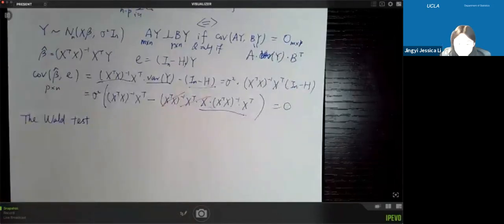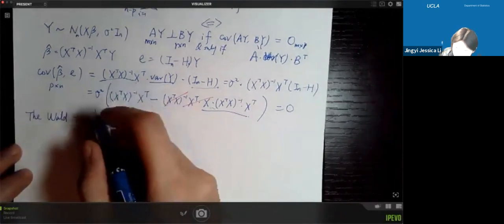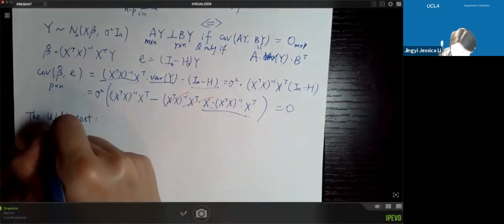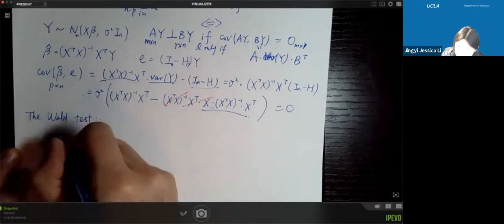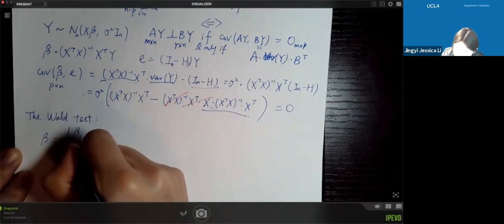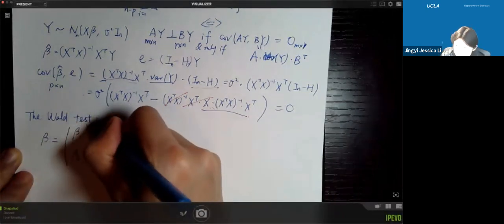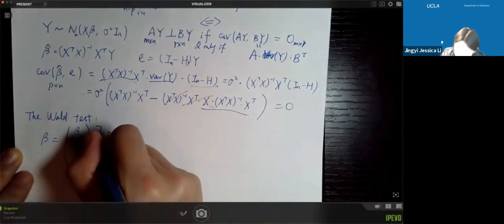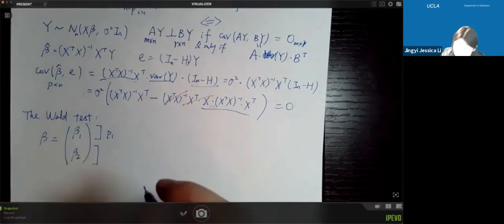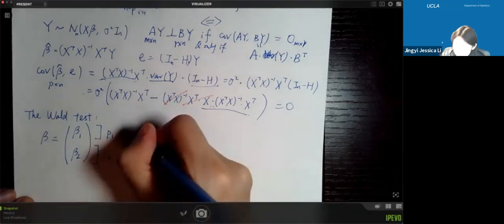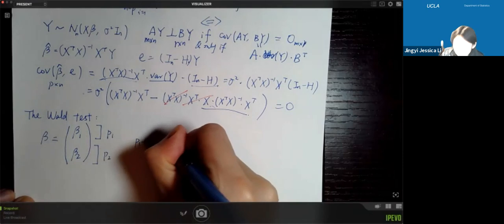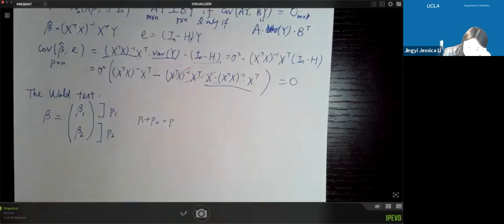Okay, so the Wald test tries to test whether a subvector of beta is 0, not just an entry, but a subvector. To help you understand this, we're going to write beta as two subvectors, beta 1 and beta 2. Let's assume beta 1 is P1 dimensional, and the remaining part is P2 dimensional, with P1 plus P2 equals P. So I divide my coefficient vector into two subvectors.